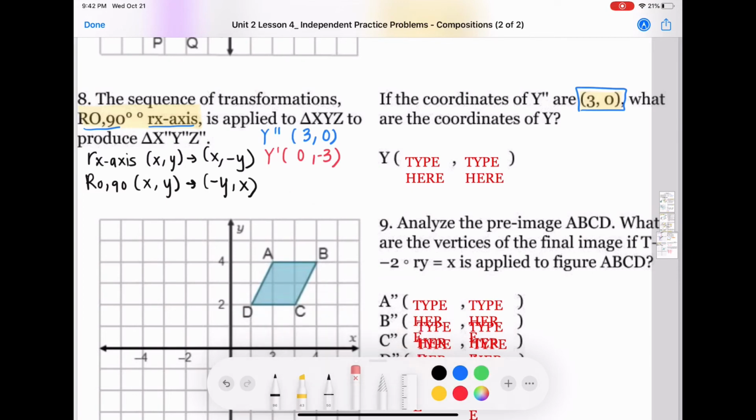Now that we've reversed that, we'll reverse the reflection, which tells us to keep the x where it is but negate the y. So we'll reverse that negation. And again, we can check that by taking our coordinates and applying that reflection again, and we can see that we did that correctly. And so in the end, we have arrived at the coordinates of our pre-image Y vertex, which is (0, 3).